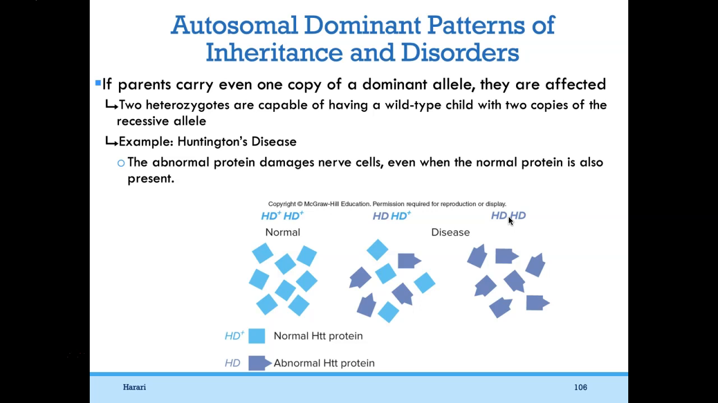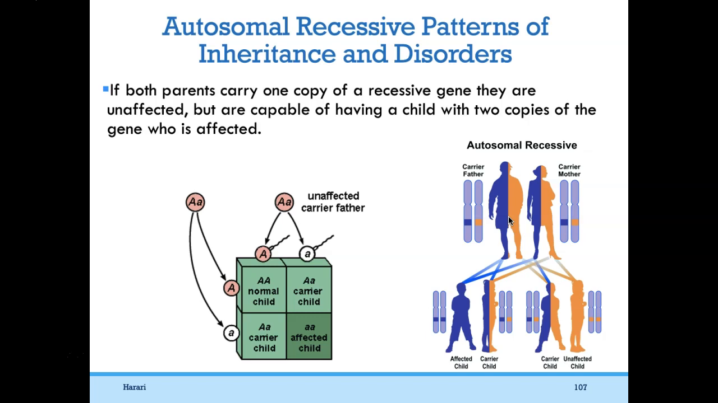And again, it is just because of this mutated copy of the gene for a protein called huntingtin. And unfortunately, there's no effective treatment. And once symptoms start, death follows within 10 to 15 years. So that's Huntington's disease, autosomal dominant pattern. Let's look at an autosomal recessive pattern of inheritance.